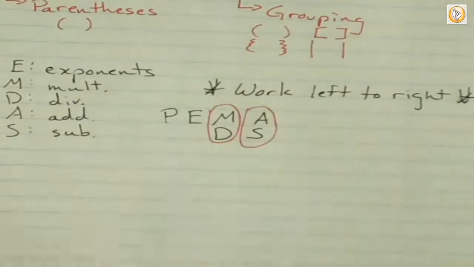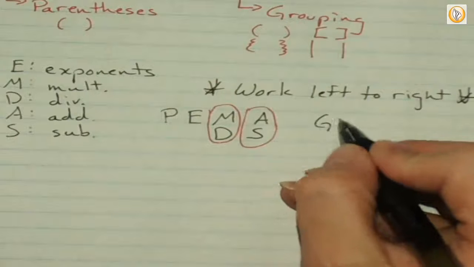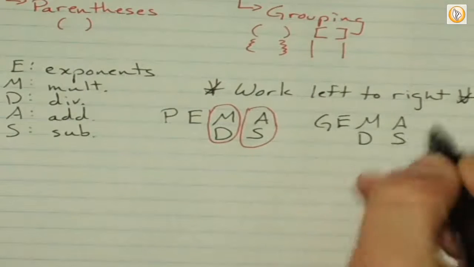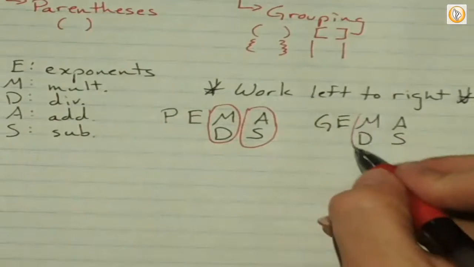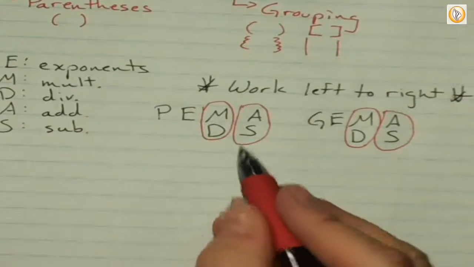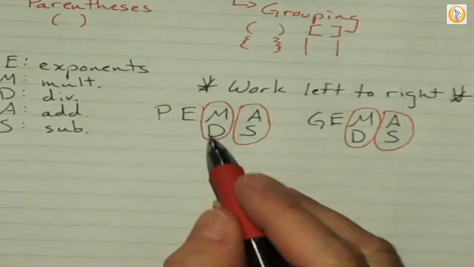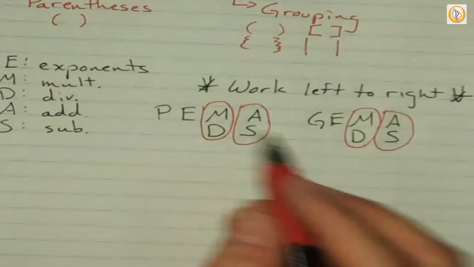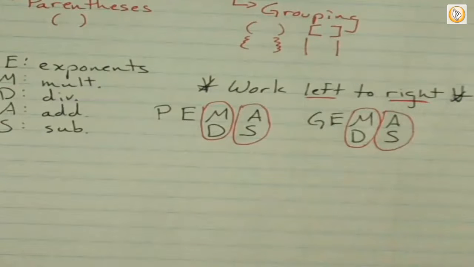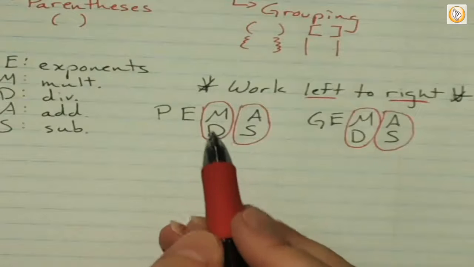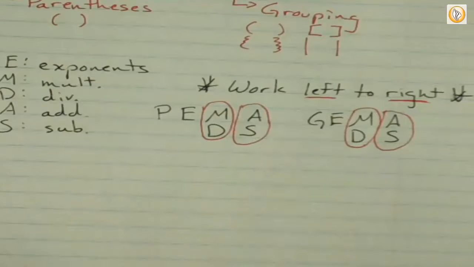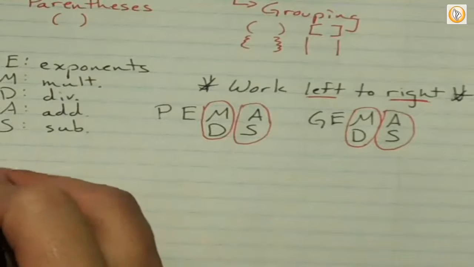And I tell you to write it like this, or if you're doing GEMDAS. Because they have equal billing, meaning it doesn't matter if a multiplication comes before a division or a division before multiplication. You always work left to right. But you definitely do all multiplication and division before you do adding and subtracting. All right, let's do an example.